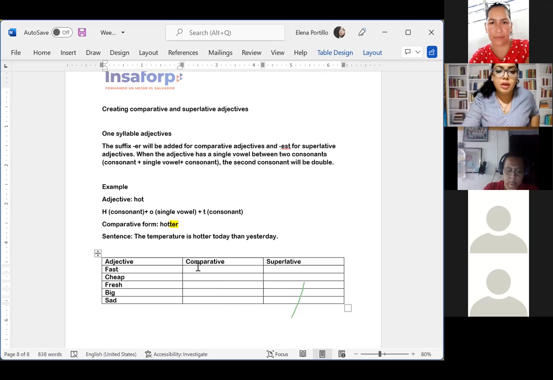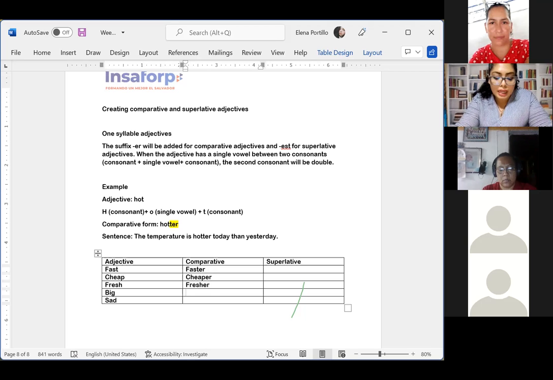So we are going to create a comparative of these words that we have here. And we have in number one, fast. In this case, we don't have a consonant, a vowel, and a consonant because we have consonant, vowel, and two consonants. In this case, we are not going to double anything. So we are going to add this suffix, faster. Then we have cheap. Again, we are not going to double anything. We have cheaper. Then fresh. Again, we are not going to double anything. In this case, it is fresher.